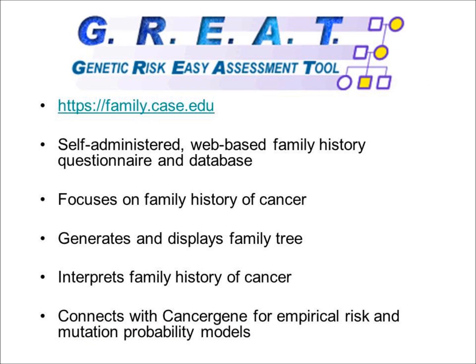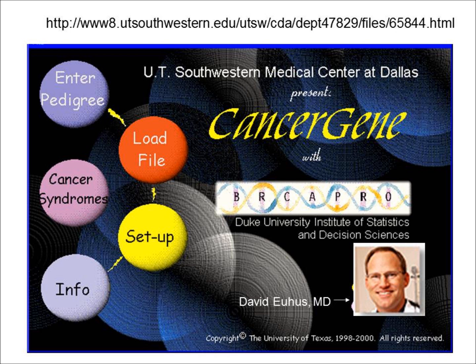This one gives a personal report in the form of a PDF file with a family tree and an interpretation of hereditary or familial as well as personal risk of breast and colon cancer, and no other cancer risk assessment at the moment. What do I mean by it connects with CancerGene to give more information about cancer risk?